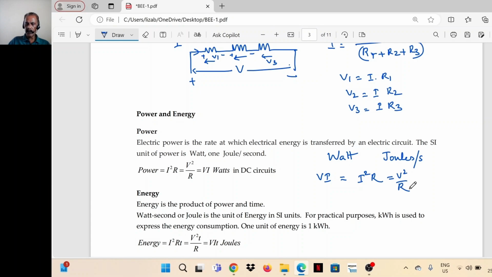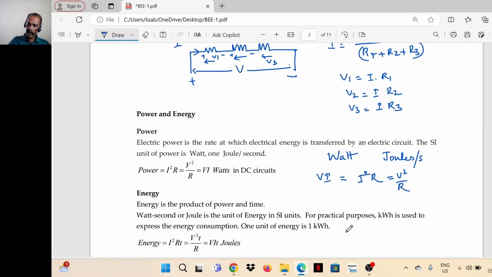So you can use any one of these equations, either VI or I square R or V square by R, to find out the power in a DC circuit. So power is equal to I square R or V square by R or VI watts in DC circuits. Energy is nothing but power into time. So it is VI into T or I square R into T or V square by R into T. That is the equation for energy. Energy is measured in joules in SI units.